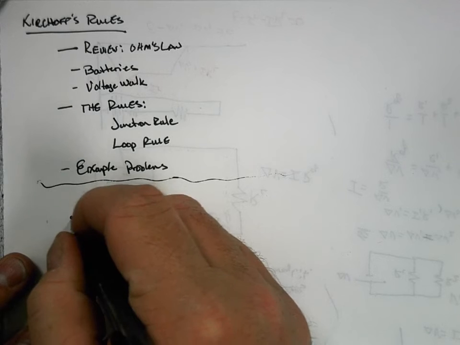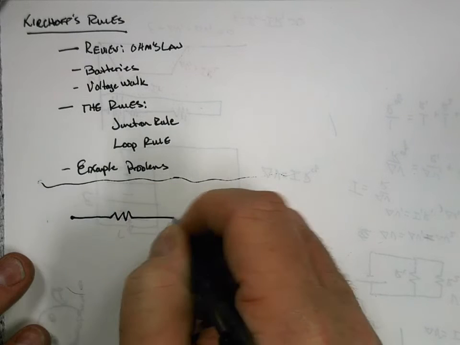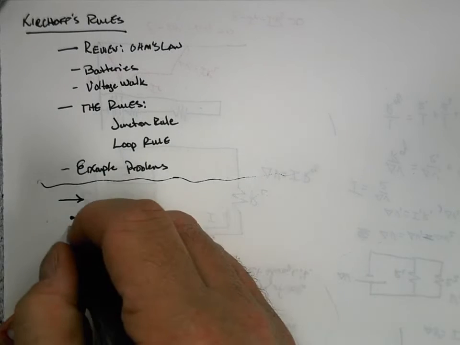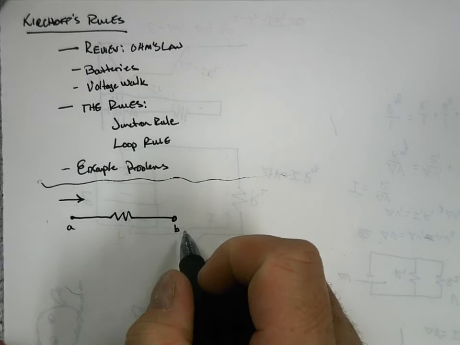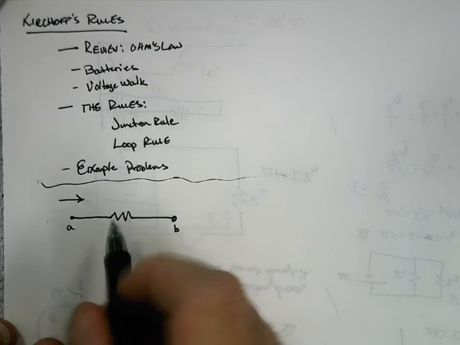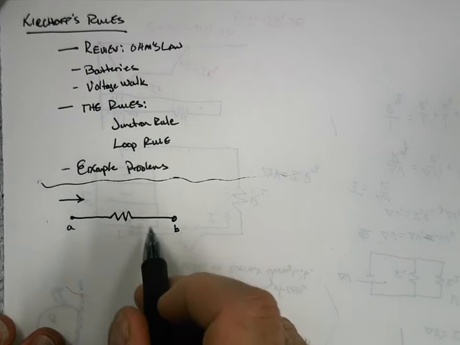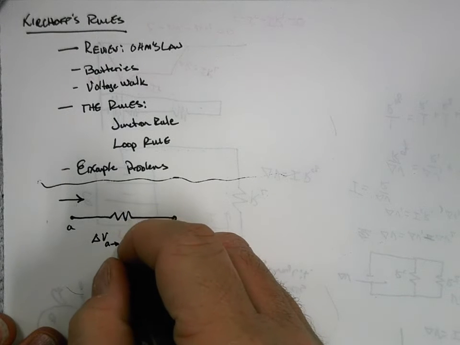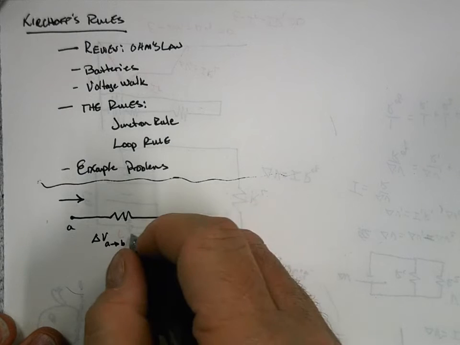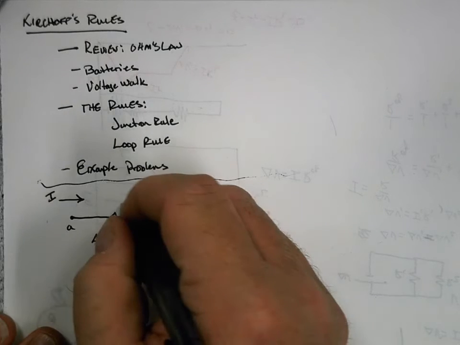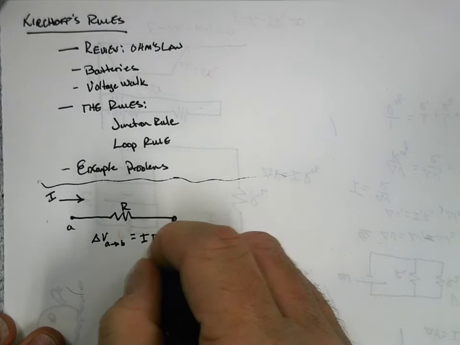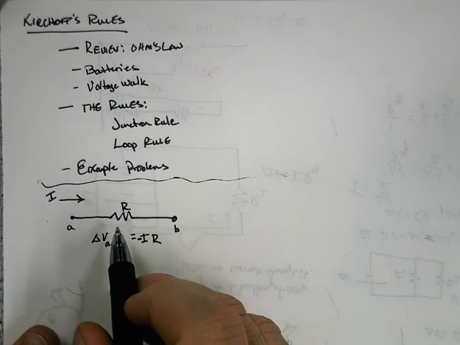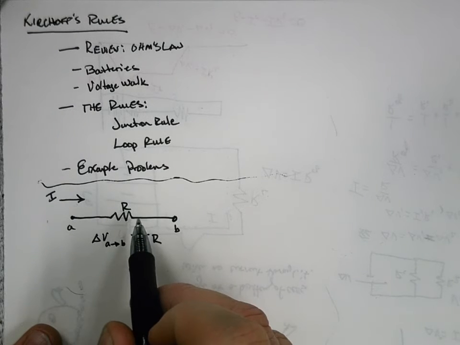We're going to start with a resistor. Our current is going in that direction. That's A, that's B. If we go from point A to B, the difference between the voltage on this side of the resistor and the voltage on this side, delta V as A goes to B, is equal to the current times the resistance. However, it's negative because this is a voltage drop.